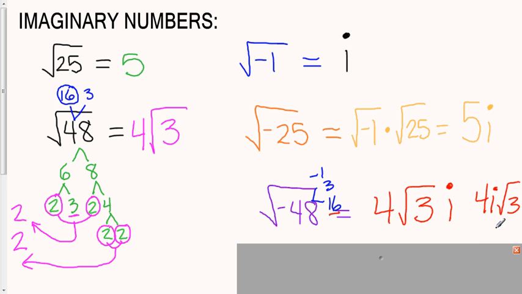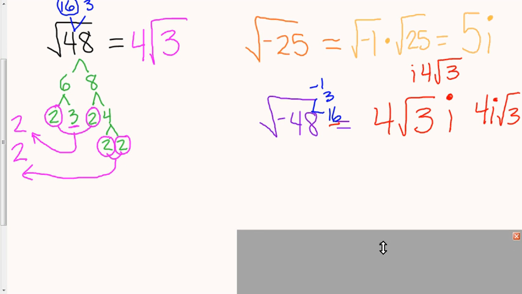Each of these are different types of numbers. 4 is a real number that's rational. The square root of 3 is an irrational number. It is also real. And then i is the imaginary number. Either way that you write it is fine. You could even put the i at the beginning and then 4 square root of 3. That just looks weird, so don't do that, please.